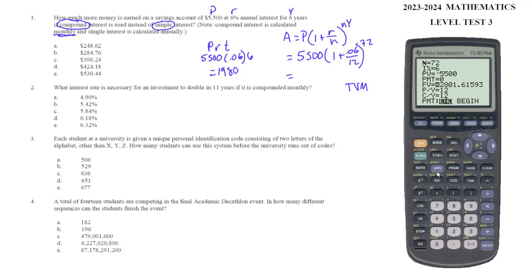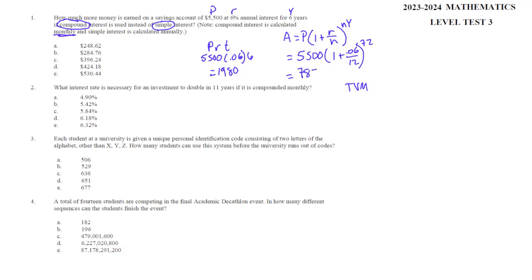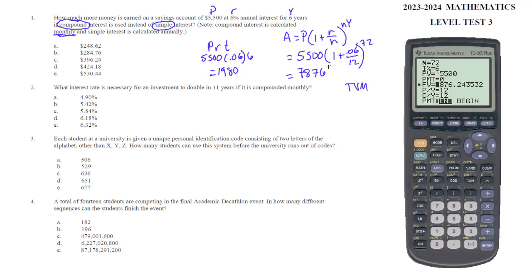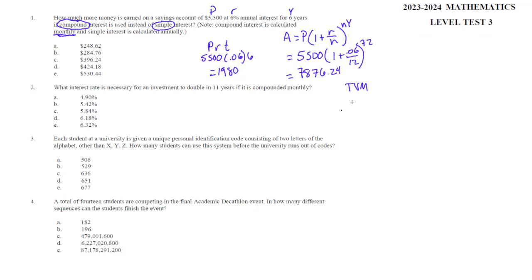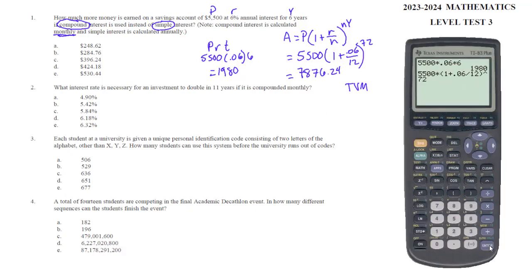So alpha solve: 7876. 7876 something. What was the decimals on there? 0.24. Okay, so we use that, and we'll get the same thing if we punch that into the calculator. Let's go ahead and do that. Have that punched in, 72, and we get, look, the exact same number.